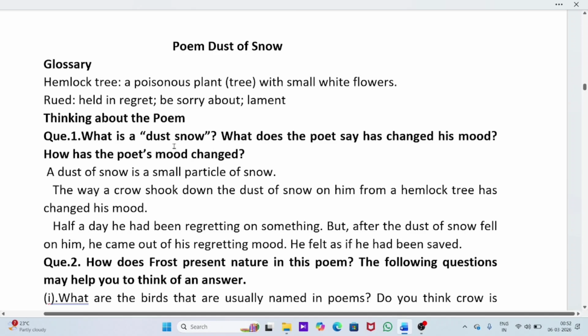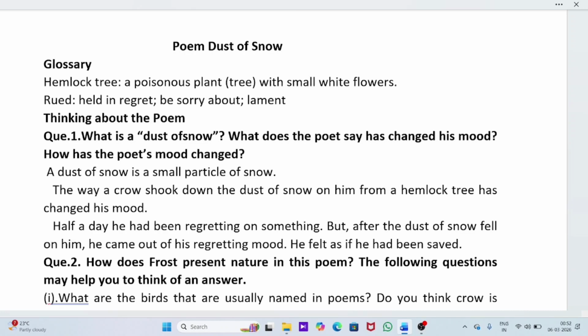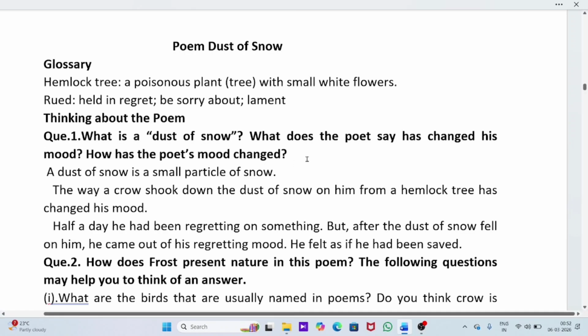What is a dust of snow? What does the poet say has changed his mood? How has the poet's mood changed?